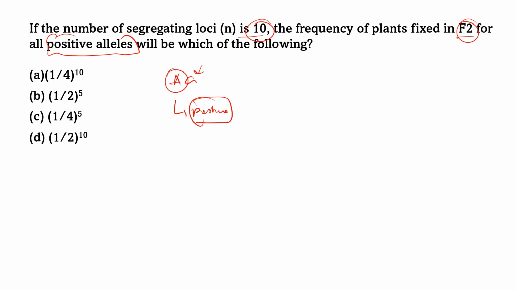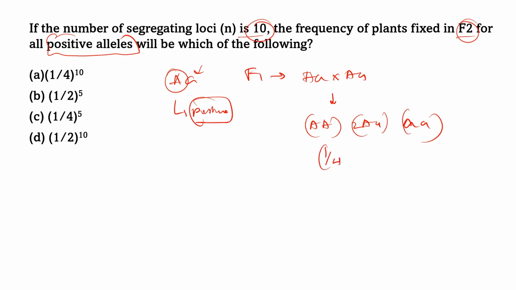In the single locus, in the F2, if we are just crossing the F1, let us take an example. We will have 4 different combinations, right? Out of this, what will be the probability of getting capital A capital A? It will be 1 by 4. So this is half, 1 by 2, and this is again 1 by 4. So this is for a single gene.